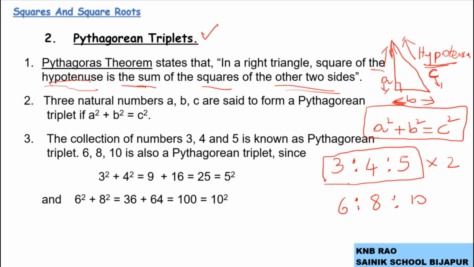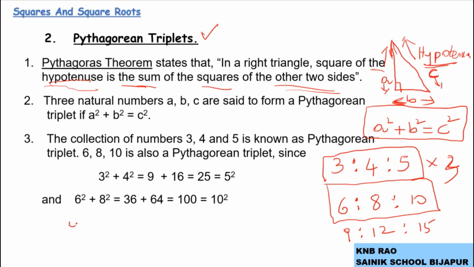Could you make that? Yes. Now remember, similarly, can I have, if I multiply this by some other number, for example 3, will it give me 9, 12, 15 a Pythagorean triplet? Let us check.